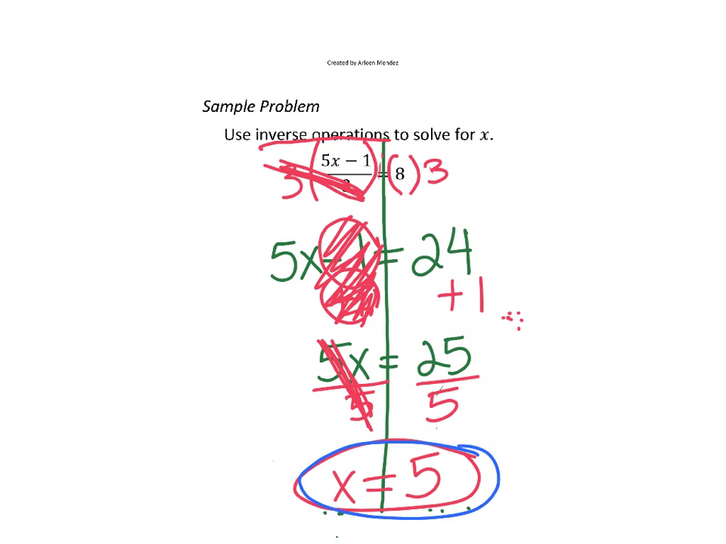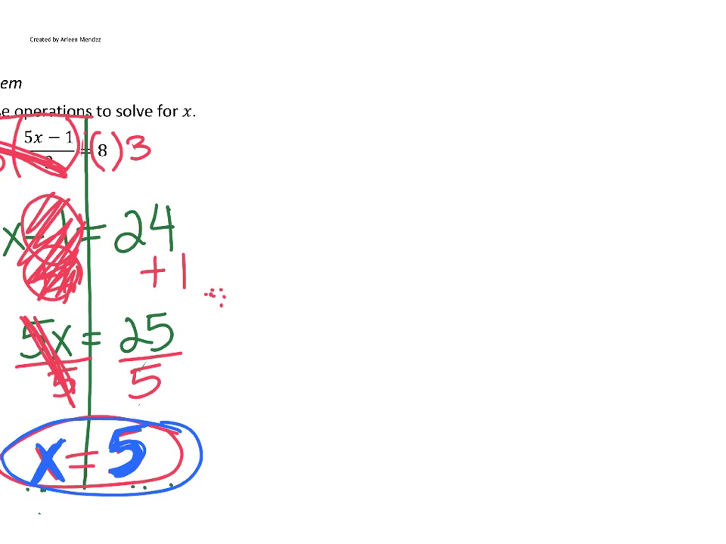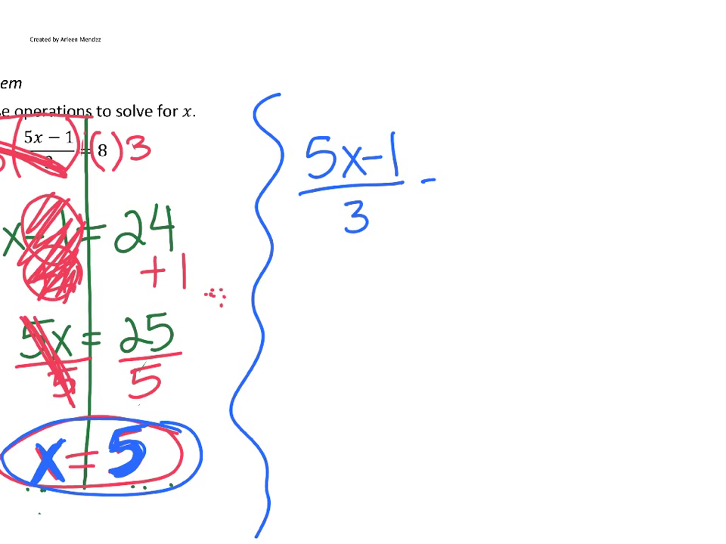Okay, so now that we have our answer, remember we're going to use substitution to plug in that 5 to make sure that we got the correct answer. If x really does equal 5, then that means that we could substitute them for each other and we would get a true statement. So let's see if that is what we get. We had 5 times x minus 1 divided by 3 equals 8.